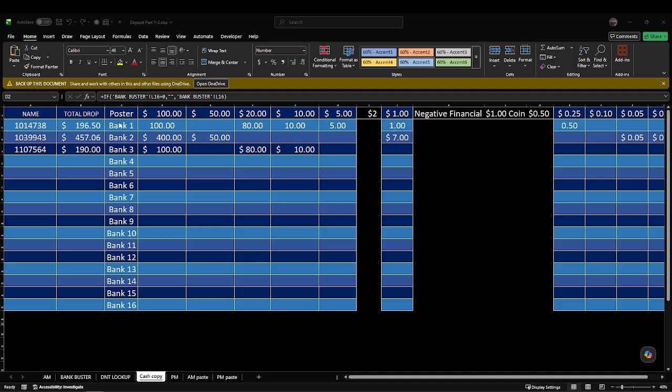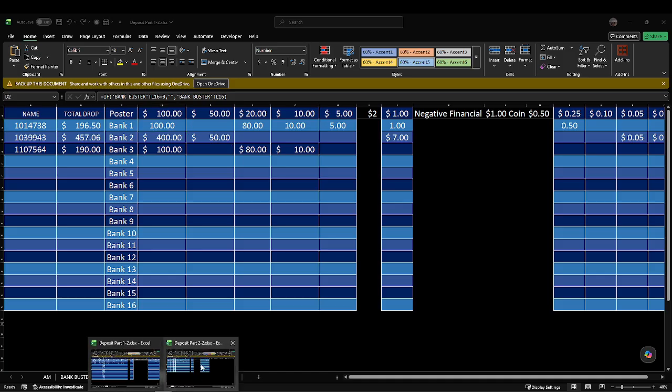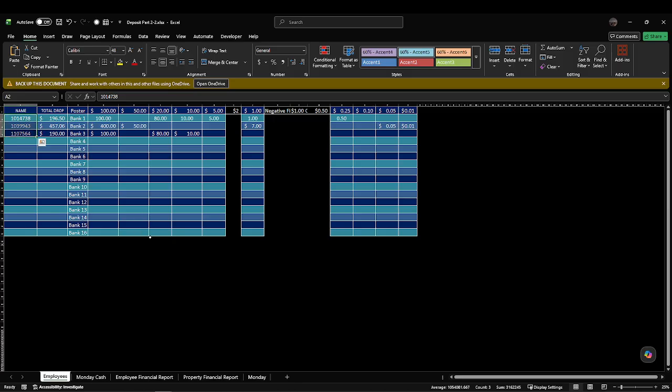All the banks that I worked on are now transferred over here for an overview, and this will be copied over to the next Excel sheet. So now that we're on this other Excel sheet, and why we are on this other Excel sheet is because now I'm transferring from my personal computer to the company's computer.